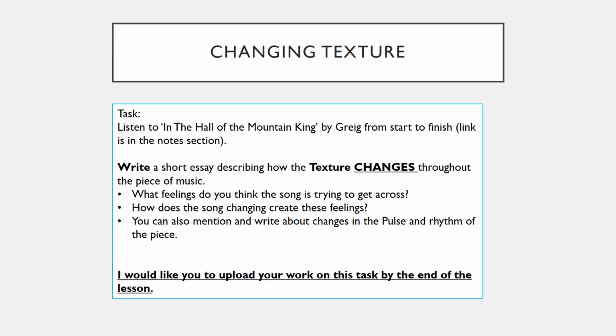Once you have listened to this song, I would like you to write a short essay describing how the texture changes throughout the piece of music. So we've talked about thin and thick texture, and you've looked into those different textures, but I'd like to start thinking about how a texture might change throughout a whole song. So when you listen to In the Hall of the Mountain King, I'd like you to think about and write about what feelings you think the song is trying to get across by changing this texture.